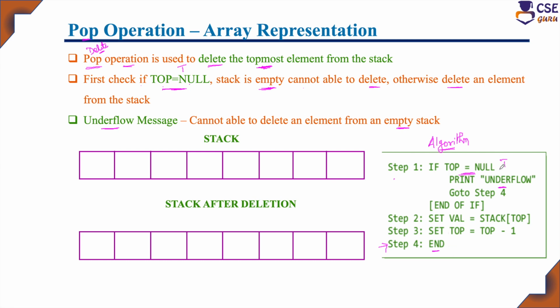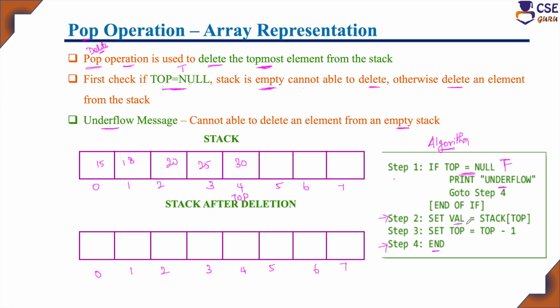Suppose this condition is false. For example, here is the array representation of the stack and here we have placed elements. Now top is pointing to the 4th memory location. This is the top position. The remaining 3 memory locations are empty. So we check if top is equal to null. If this condition is false, go to step 2.